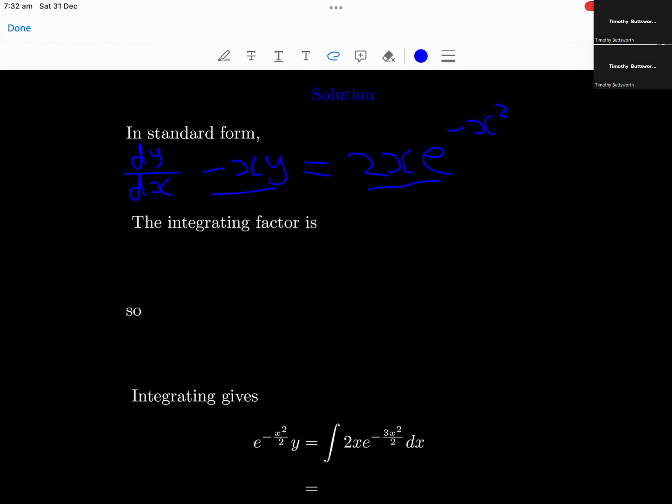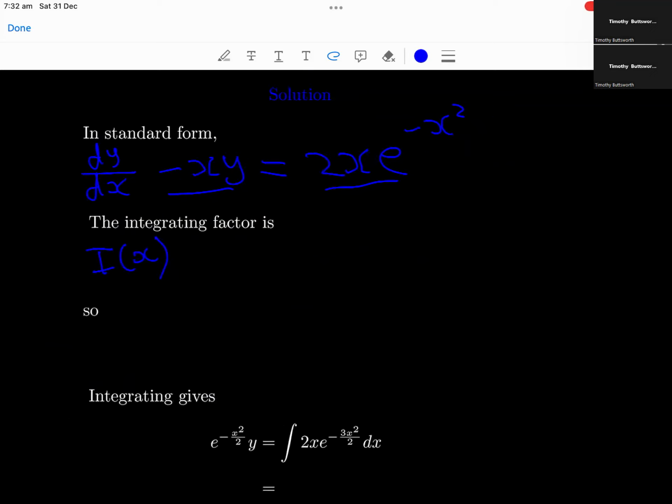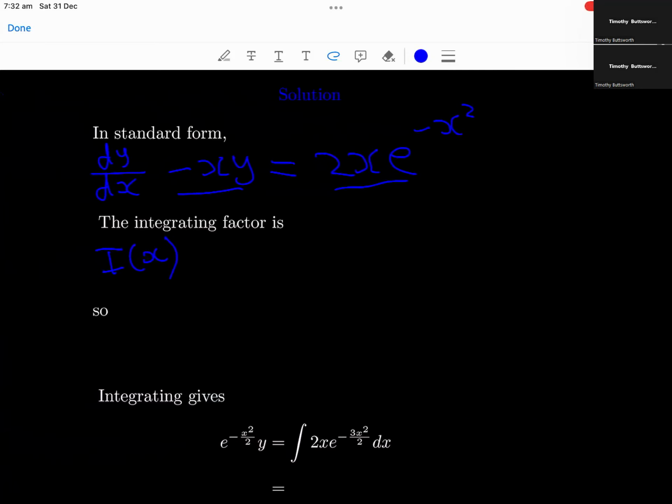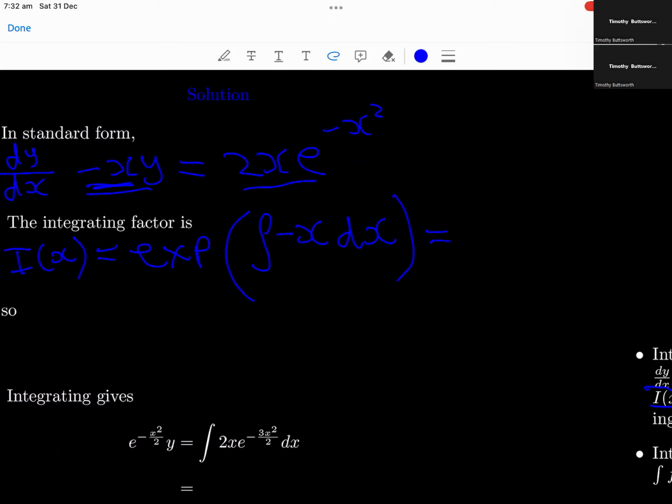All right, now what? Well, to use the integrating factor method, I have to first construct the integrating factor. Remember, the integrating factor over here, we said this is the exponential of the integral of the coefficient of y. So that means it's going to be the exponential of the integral of this thing over here, which is minus x dx. Well, this is something that we should be able to evaluate. I know what the integral of minus x is. It's minus x squared divided by 2. So this becomes e to the minus x squared on 2.